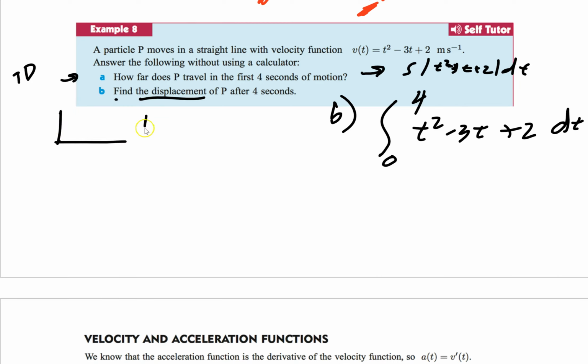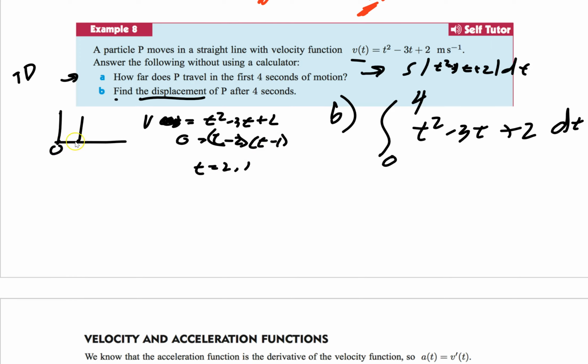Remember the way you do a sign chart? We're doing a sign chart for velocity, which is what we have. So you set it equal to 0 to find your critical points. Factor it. So that's t minus 2, t minus 1. So my critical points are 2 and 1. So we start at 0. We got 1, you have 2, and then it wants the first 4 seconds, so we're going to end at 4. So I have my sign chart.